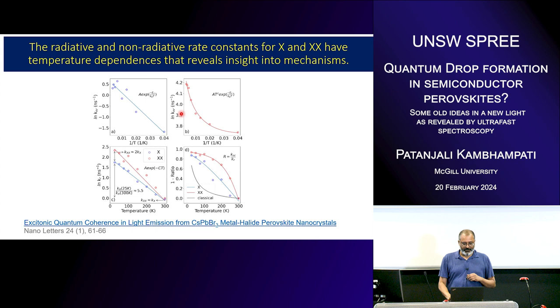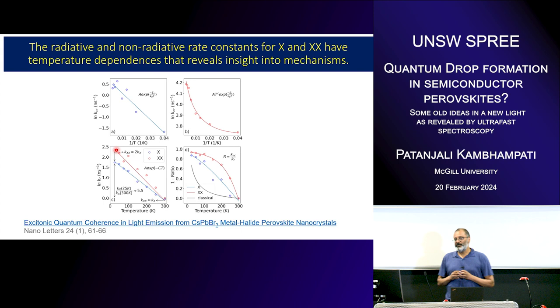The data we show, having done the experiment on cesium lead bromide perovskite nanocrystals, we measure the PL decay kinetics and find out that the non-radiative decay follows a perfectly Arrhenius functional form, and life goes great, and you're always happy when science, conventional science, you reproduce with your new instrument. But the new instrument shows new physics for the radiative decay. The radiative decay shows an exponential rise in its rate constant.